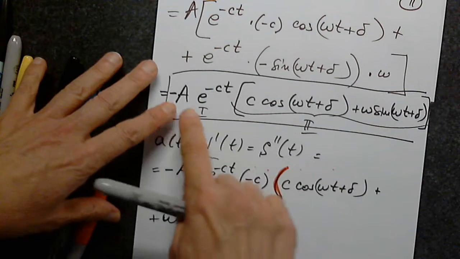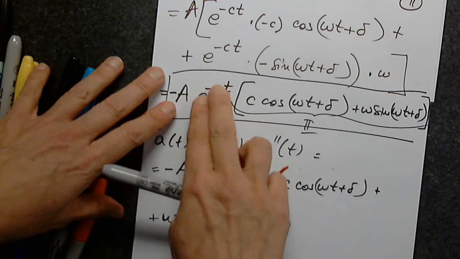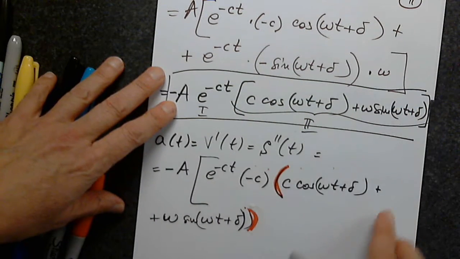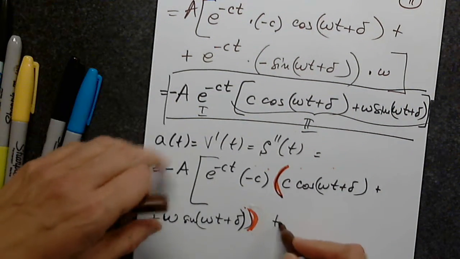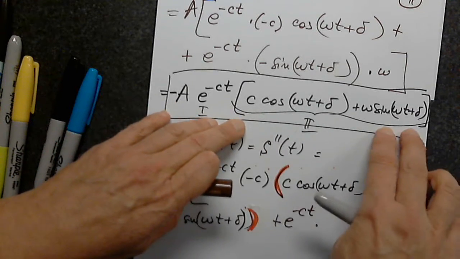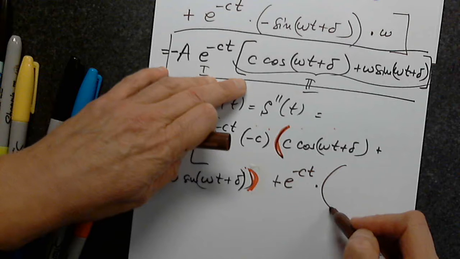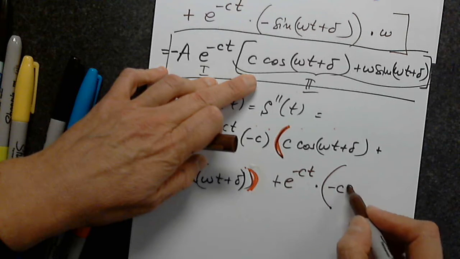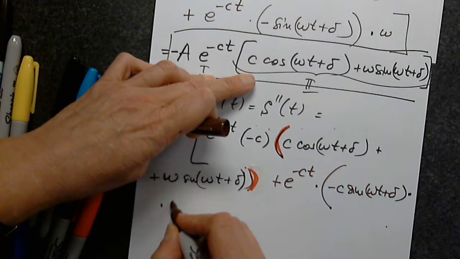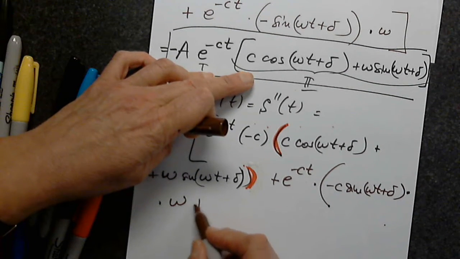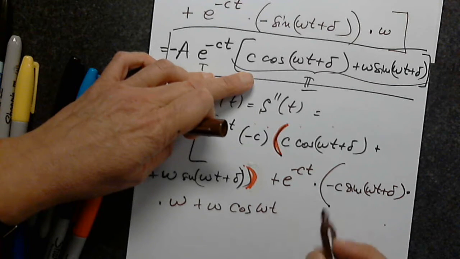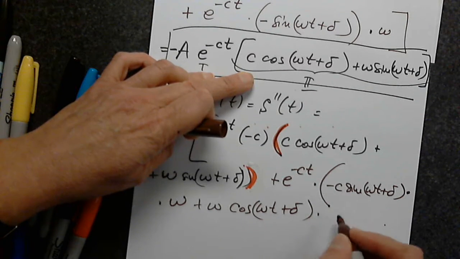So we have the negative a stays outside. The derivative of this is this. And I copied all this. Now plus e to negative ct times all this prime. In parentheses again, negative c sine omega t plus delta times omega, very good, plus omega cosine omega t plus delta multiplied by omega.